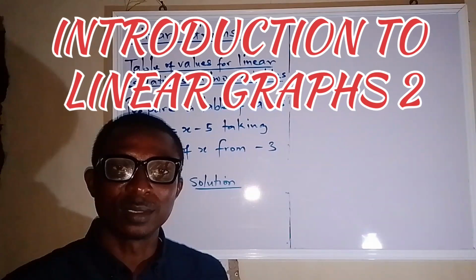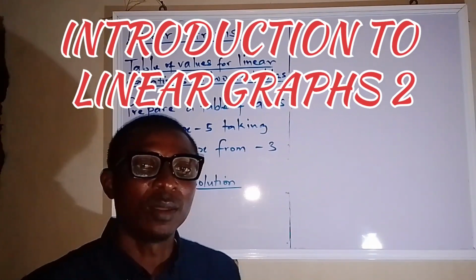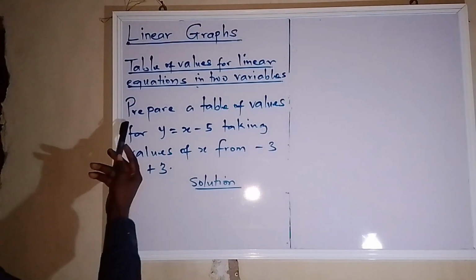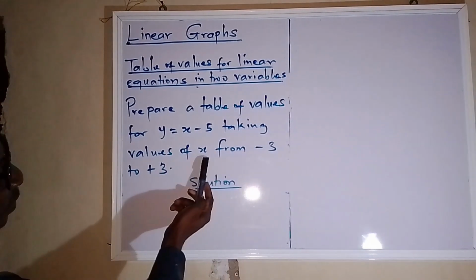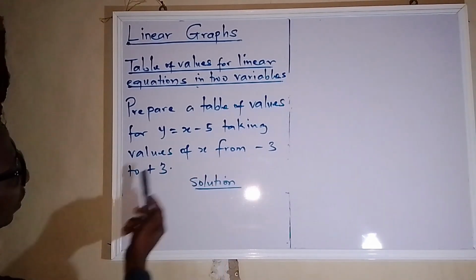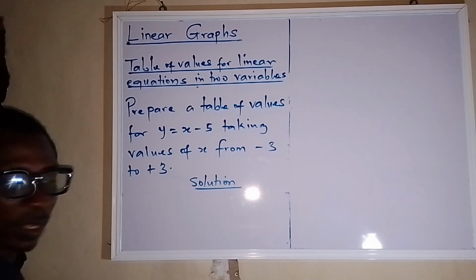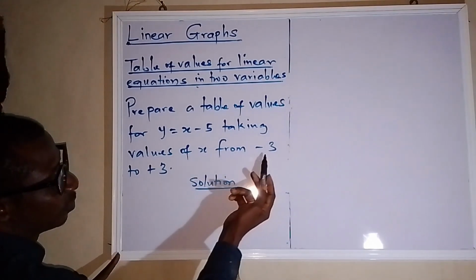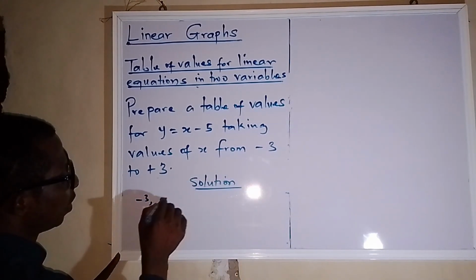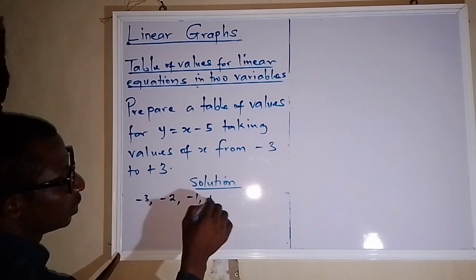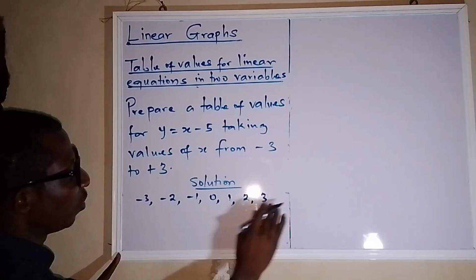Now we want to look at some questions under linear graphs. Now, let's look at the question together. Prepare a table of values for y equals x minus 5, taking values of x from minus 3 to plus 3. So, the first thing now, let's list the values of x. Values of x is from minus 3 to what? To plus 3. So we have minus 3, minus 2, minus 1, 0, 1, 2, and 3. These are values of x.